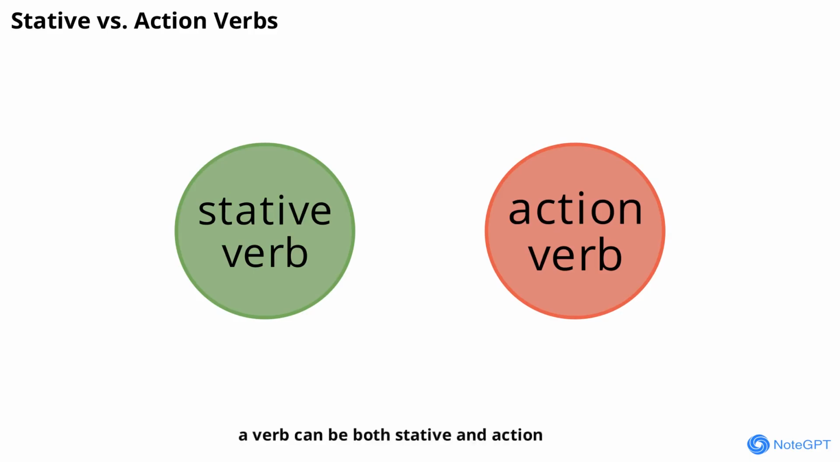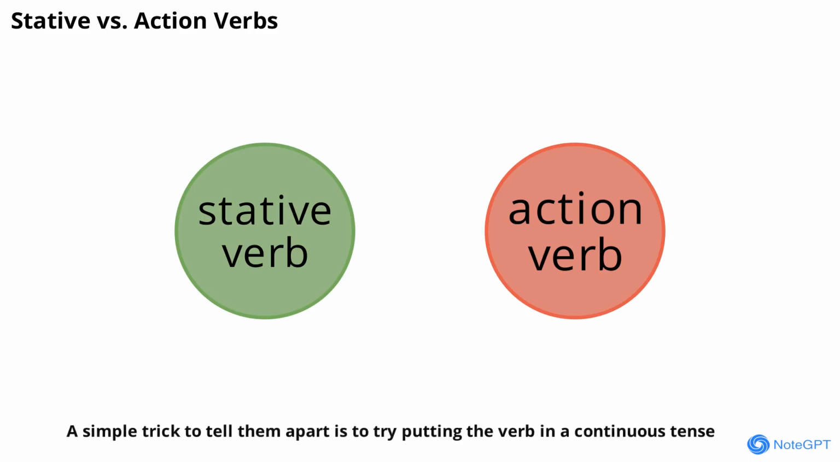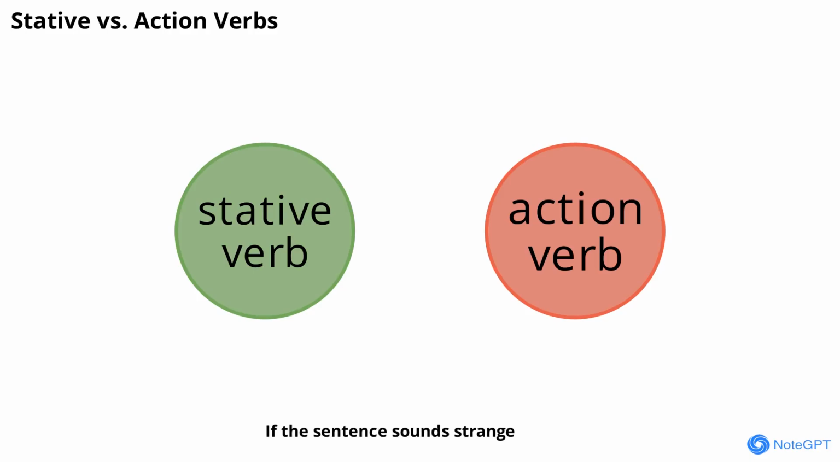Sometimes, a verb can be both stative and action depending on the context. For example, think can be stative in "I think you're right" (opinion), but active in "I'm thinking about dinner" (process). A simple trick to tell them apart is to try putting the verb in a continuous tense. If the sentence sounds strange, it's probably stative. For example, "I am owning 10 cars" doesn't work, but "I am eating dinner" does. This rule helps you use verbs correctly and sound more natural.